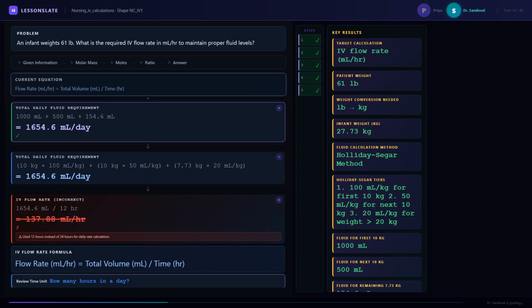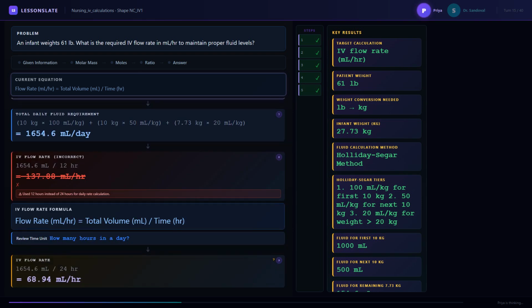You're definitely on the right track with dividing the total daily volume by the number of hours. That's how we get an hourly rate. However, let's double check the number of hours you're dividing by. How many hours are there in a full day? Oh, right. A day has 24 hours, not 12. I always mess up those simple time conversions.